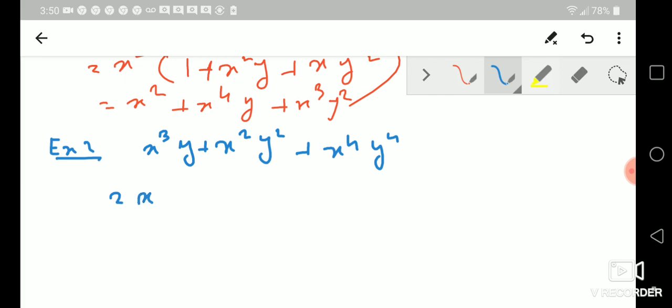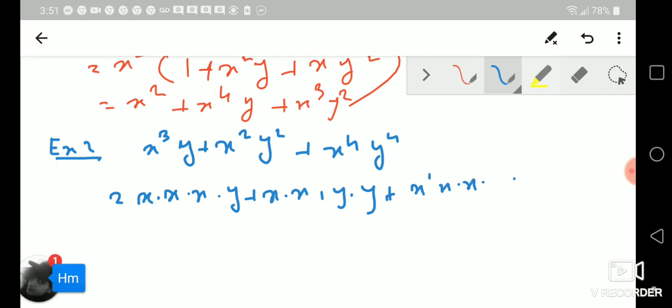So let's break it down again. It's going to be x dot x dot x dot y, and this is going to be x dot x dot y dot y, and this is going to be x dot x dot x dot x dot, sorry about that, so it's going to be 4 x's and y dot y dot y dot y. So we break down the terms into simplified form without the exponent, and now we'll try to see what is common between them, and then we'll divide by the common factor from all the terms.